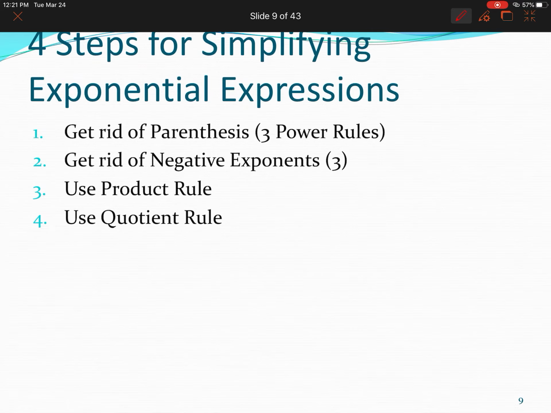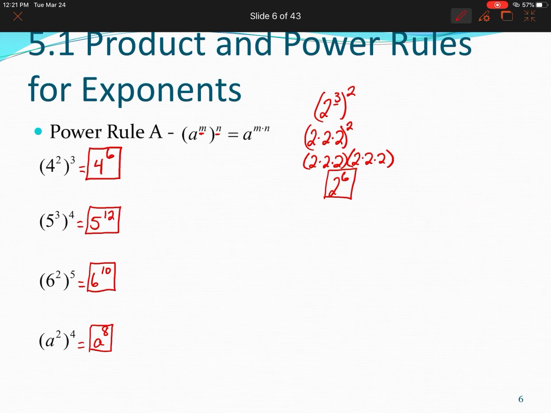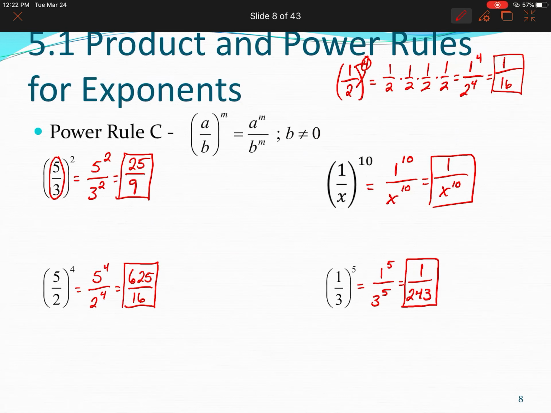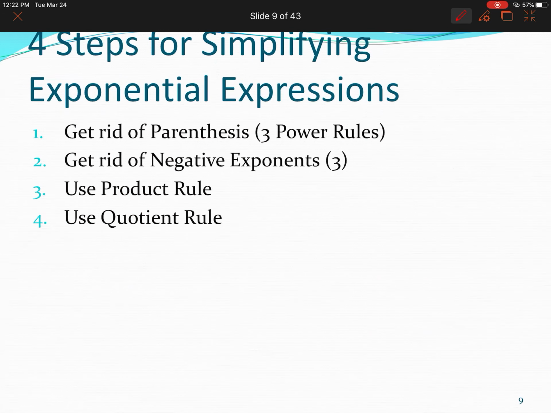So, the first thing we're going to do when we start to simplify an exponential expression is try to get rid of the parentheses. And we do that by using the 3 power rules. If you go back and look at the power rules, power rule A started with a set of parentheses and ended without. Power rule B started with a set of parentheses, ended without. Power rule C started with a set of parentheses, ended without. And so when we talk about getting rid of the parentheses, we're going to use one of those power rules. And that's why you see that written out beside that one.